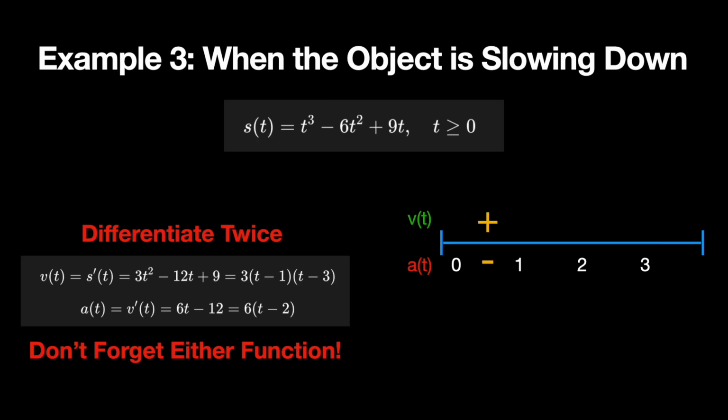Now, for the interval 0 to 1, we can find that velocity is positive and acceleration is negative. And since the signs are opposite, we know it's slowing down. For 1 to 2, they're the same sign, meaning speeding up. For 2 to 3, they're opposite signs, meaning they're slowing down again.